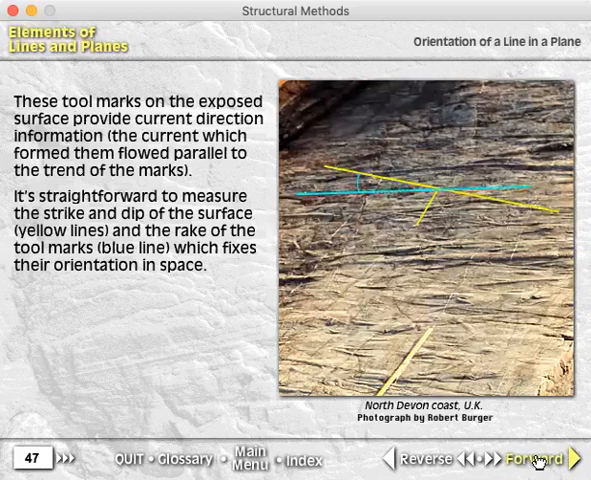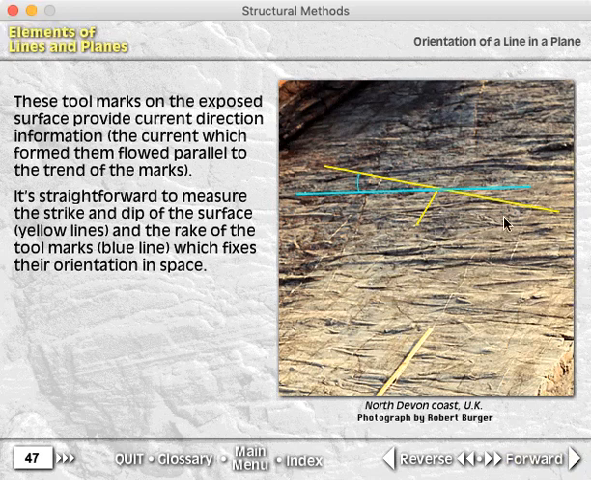These tool marks on the exposed surface provide current direction information. The current which formed them flowed parallel to the trend of the marks. It's straightforward to measure the strike and dip of the surface, the yellow lines, and the rake of the tool marks, the blue line, which fixes their orientation in space. Okay, for those of you not familiar with what a tool mark is, say this is the bottom of a stream bed. A tool mark would be created every time a stick was dragged along that bottom, leaving what now appear to be ridges within the river bottom.